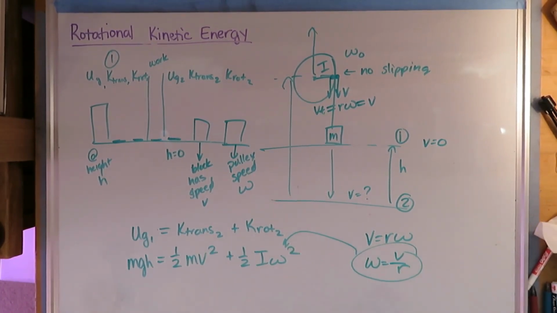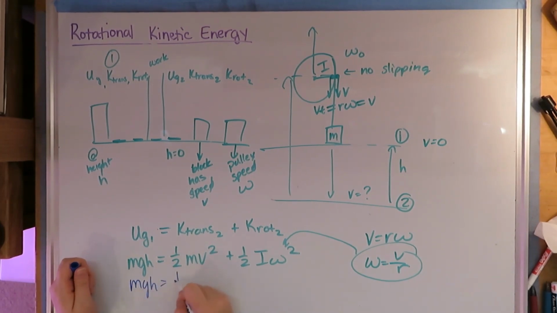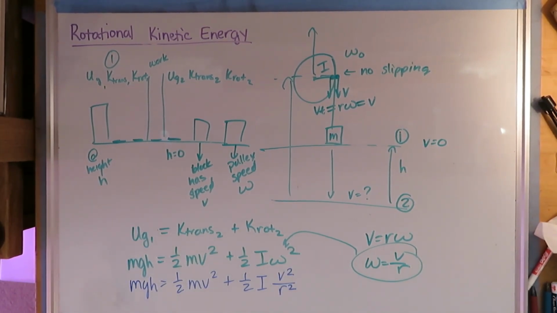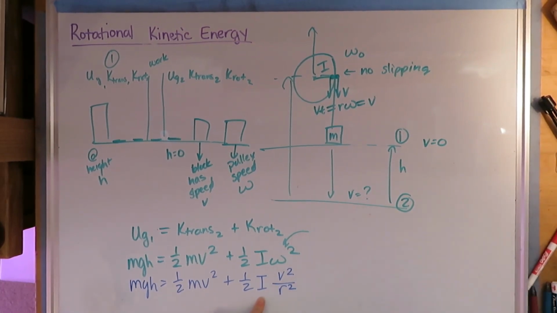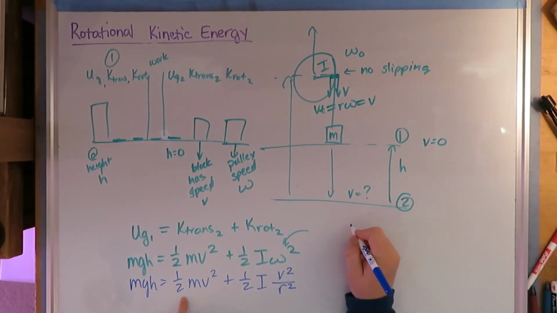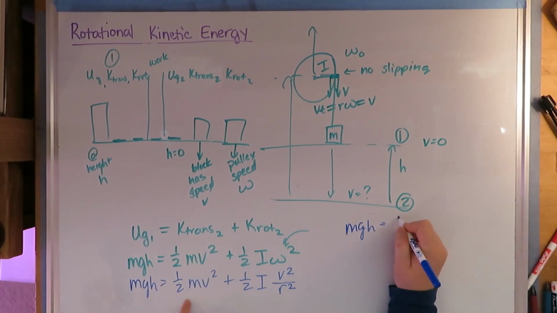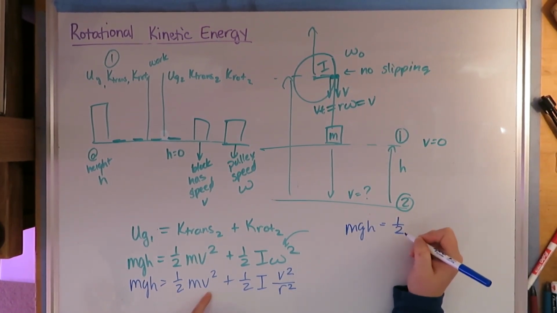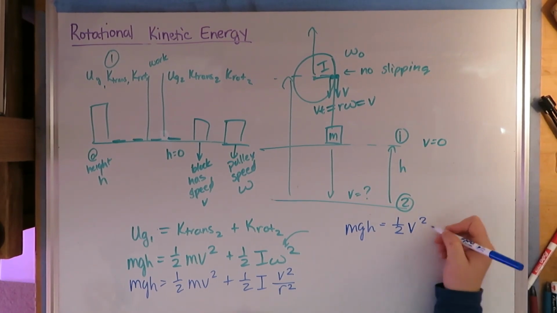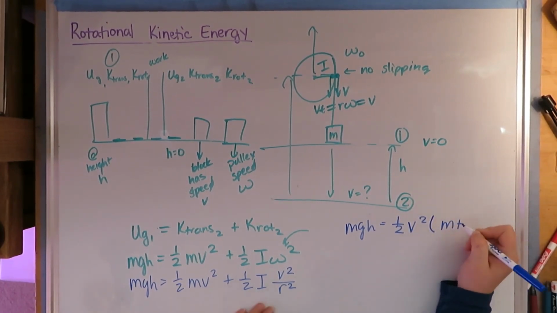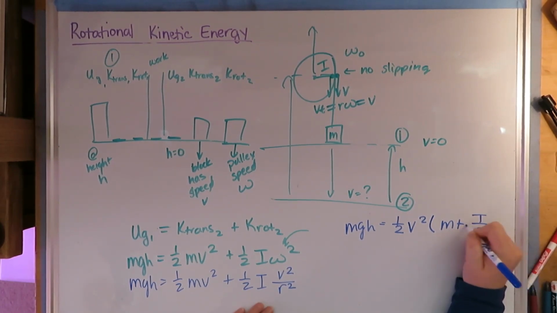If I do that, I'm going to end up with mgh equal to 1/2 mv squared plus 1/2 I times v squared over r squared. Now, there's a lot of times where you know the rotational inertia. In this case, I don't know the rotational inertia, so solving this problem is going to look a little messy. But if I group like terms, I have mgh equal to 1/2 v squared, pulling a 1/2 v squared out of both terms, times m plus I over r squared.